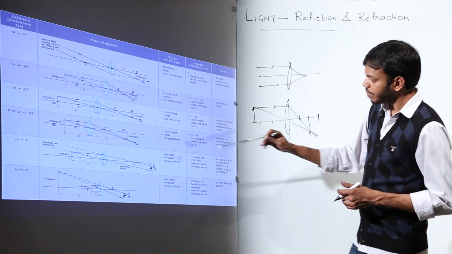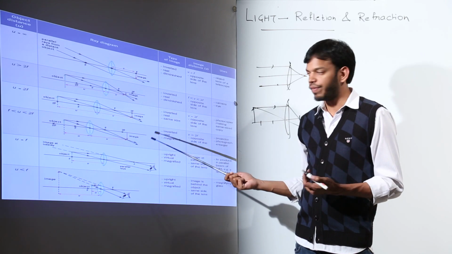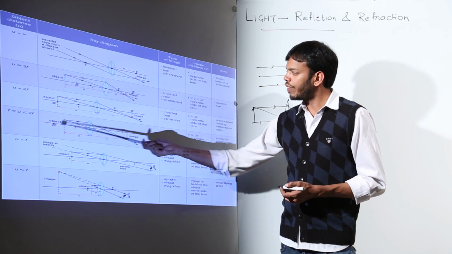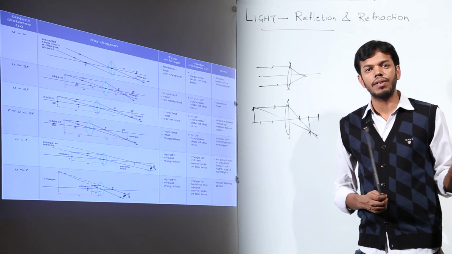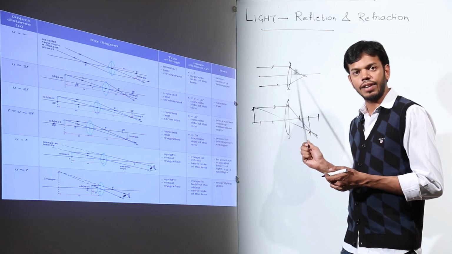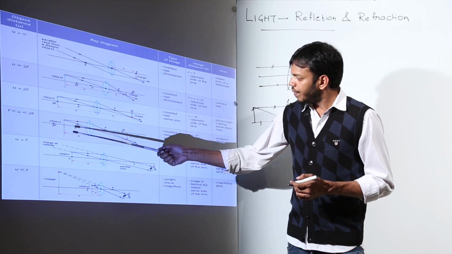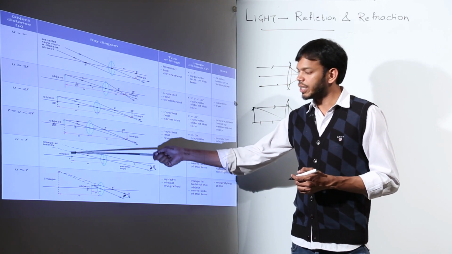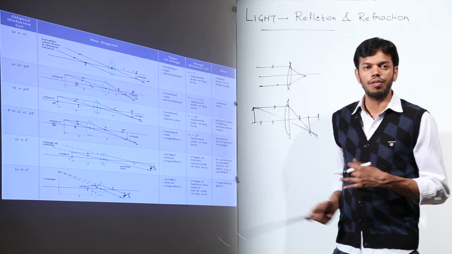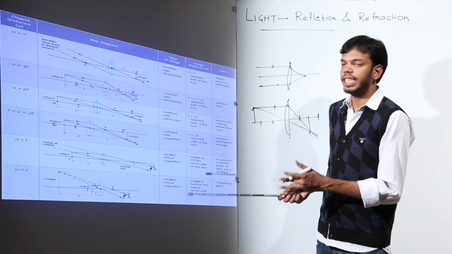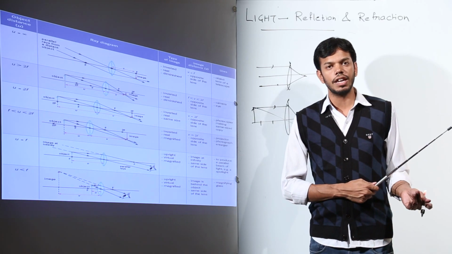Number 4, between 2f and f, we have pulled it further, the image has moved back from 2f and it will go beyond 2f to infinity. And lastly, when it is placed at focus, it will form the image at infinity. It is exactly the same as what we have done in case of concave mirror, right?